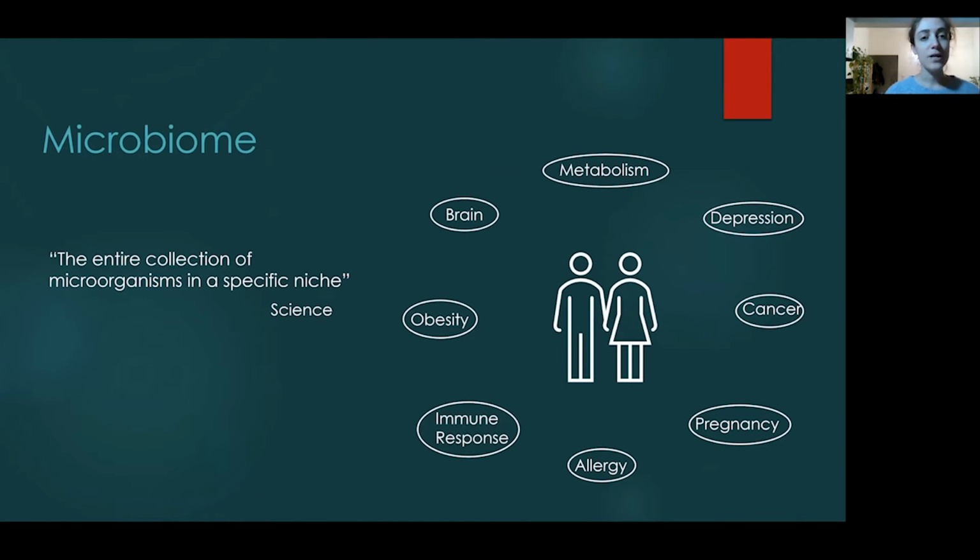So what is this microbiome thingy you were so obsessed with, my love? Well, according to Science Magazine's definition, the microbiome is the entire collection of microorganisms in a specific niche. And by niche, we mean a specific location. And that could be anywhere you can think of. It can be an organ in the body, and it can also be exterior, for example, a spot in the desert or the sea.